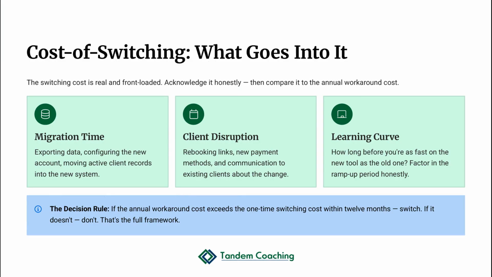The switching cost is real and it's front-loaded. Know what goes into it before you decide. Migration time: exporting data, setting up the new account, moving active client records. Client disruption: rebooking links, new payment methods, communication to existing clients. Learning curve: how long before you're as fast on the new tool as the old one? The switch pays off when the monthly workaround savings compound faster than the one-time migration cost. The calculation: if the annual workaround cost exceeds the one-time switching cost within 12 months, switch. If it doesn't, don't.